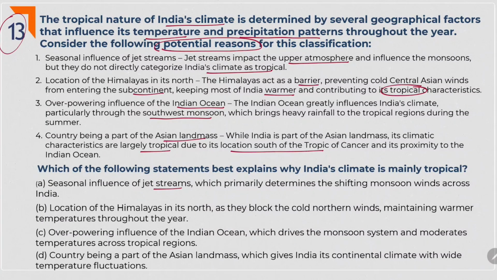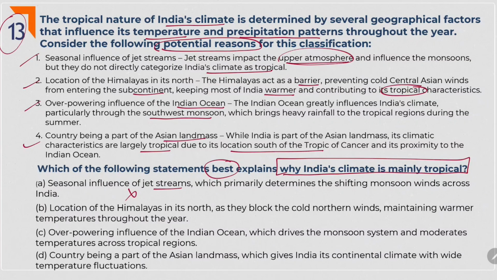And the question is, which of the statements best explain why India's climate is mainly tropical? Yes, all of these have some or other impact. But which statement best explains why India's climate is mainly tropical? If you see, the jet streams mostly impact upper atmosphere. They have nothing to do with the tropical nature of India's climate because they are not directly impacting the lower level of atmosphere. So it has nothing to do with tropical nature of India.